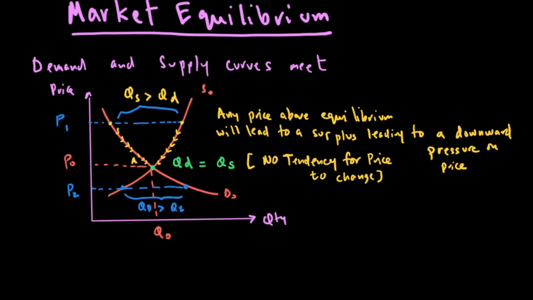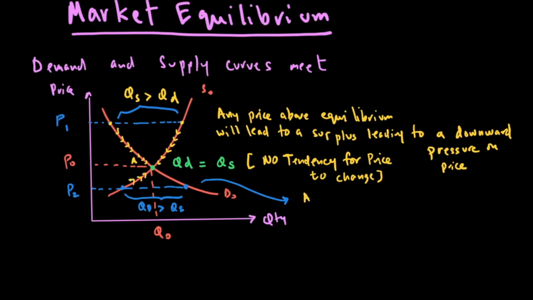And as a result of quantity demanded being more than quantity supplied, we call that a shortage. Producers, knowing that there are long queues waiting for the good to be sold, will now start to increase their price.